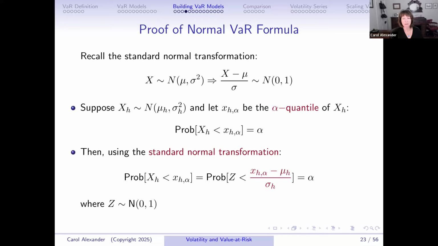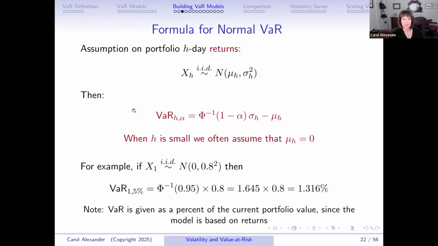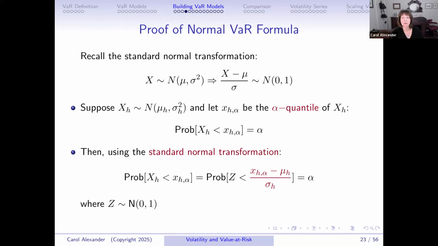Now, recall the standard normal transformation. This is how we prove this formula, because I've just taken it out of the hat. I haven't proved it, so let me prove it now. Remember the standard normal transformation? If X has a normal distribution with mean mu and standard deviation sigma, then (X minus mu) over sigma has a standard normal distribution. So we've got our H-day portfolio returns. That's the random variable X_h, right? And that's got a mean mu_h, which is usually assumed to be 0 unless H is very large, and standard deviation sigma_h. And we want to find the quantile x_h,alpha.